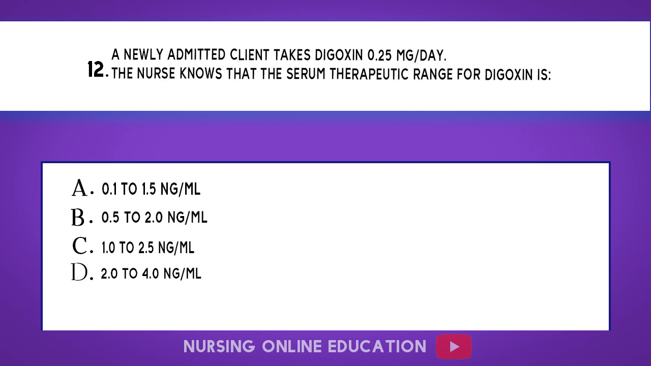12. A newly admitted client takes digoxin 0.25 mg/day. The nurse knows that the serum therapeutic range for digoxin is: A. 0.1 to 1.5 nanograms per milliliter. B. 0.5 to 2.0 nanograms per milliliter. C. 1 to 2.5 nanograms per milliliter. D. 2.0 to 4.0 nanograms per milliliter.